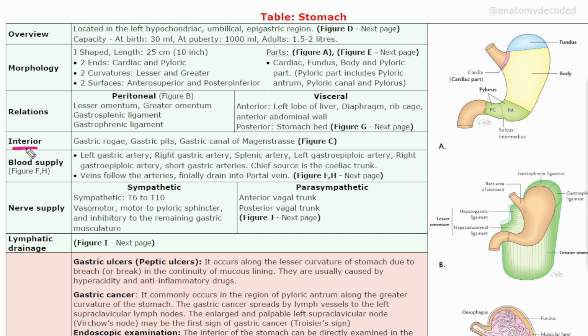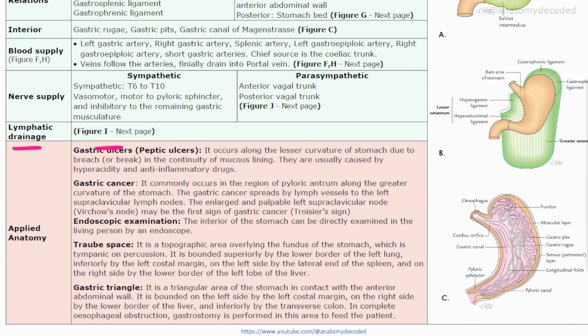Then the interior of the stomach has gastric rugae. There are multiple folds, those are referred to as rugae. See in this image we can see multiple folds in the interior of the stomach, that is referred to as gastric rugae. And then there are some pits called gastric pits. The gastric glands open on the surface. They have minute openings called gastric pits.